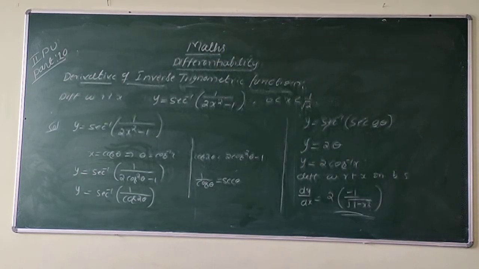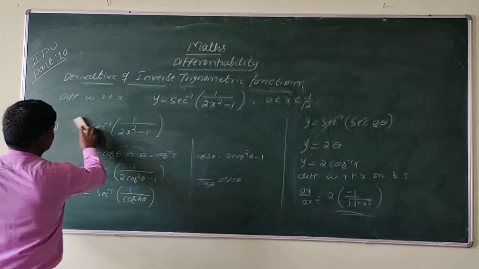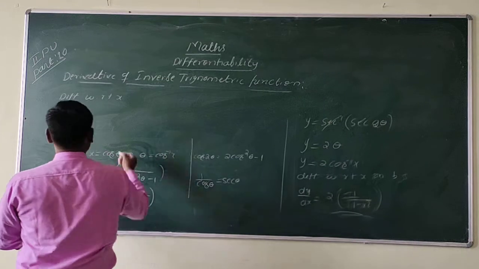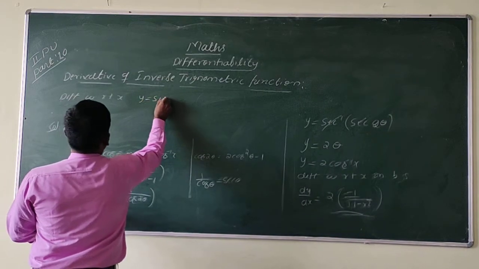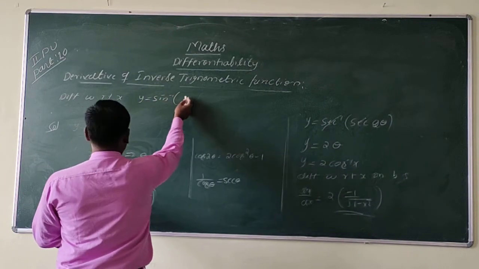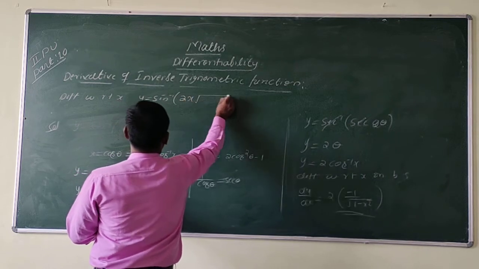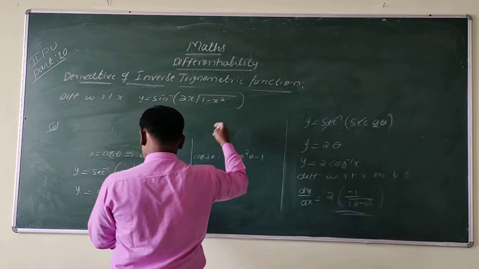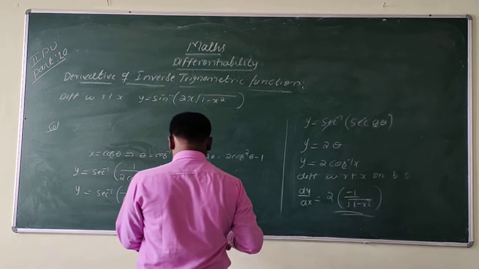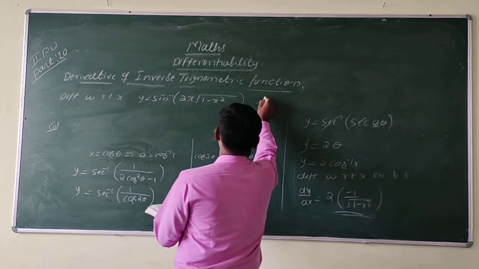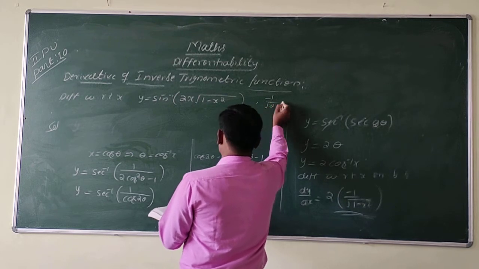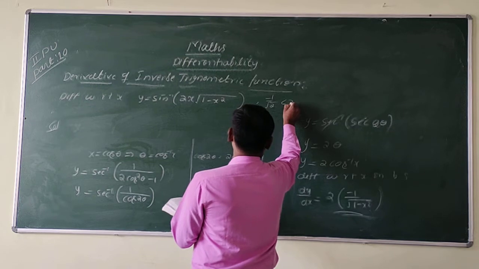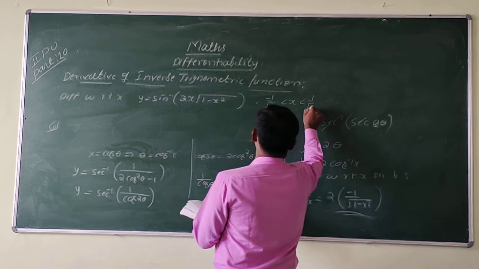So next problem. y is equal to sine inverse of 2x into root of 1 minus x square. The condition is given here: minus 1 by root 2 less than x less than 1 by root 2.